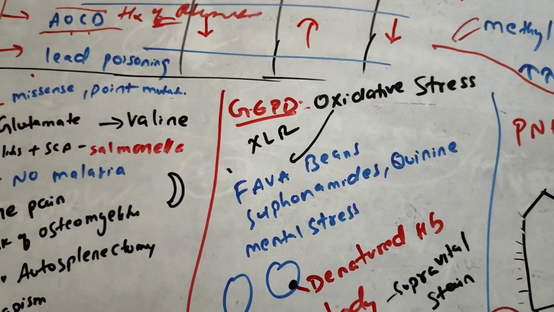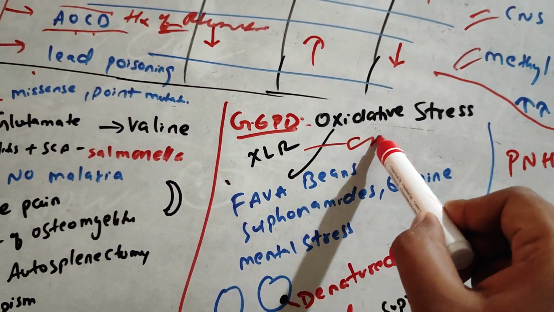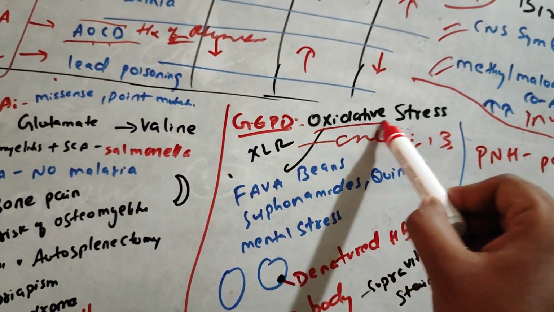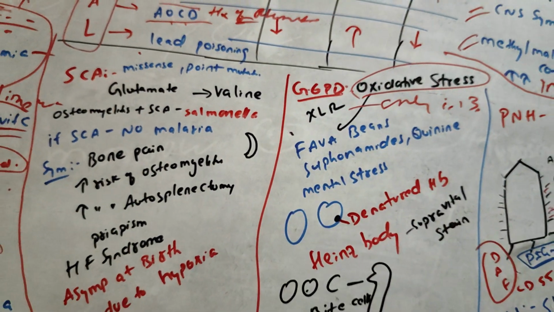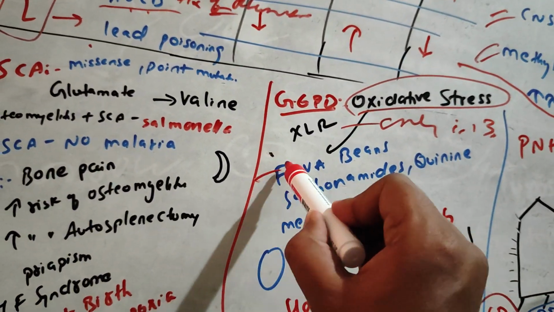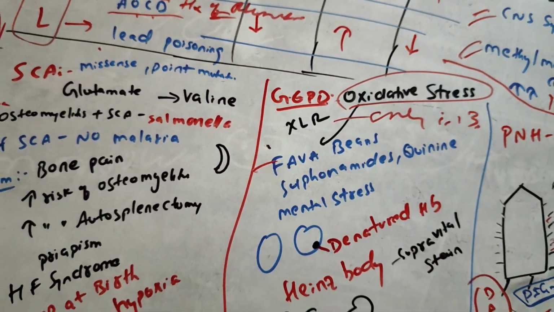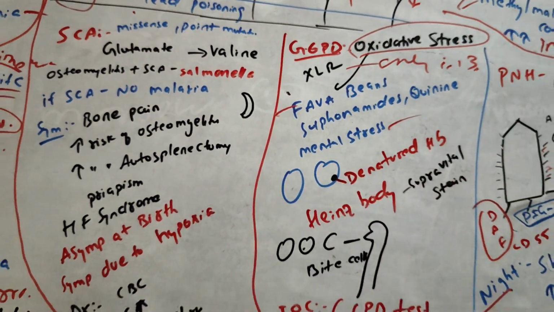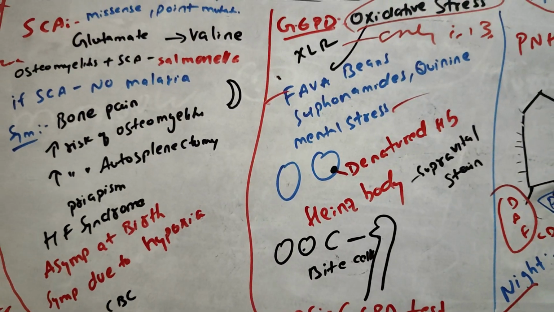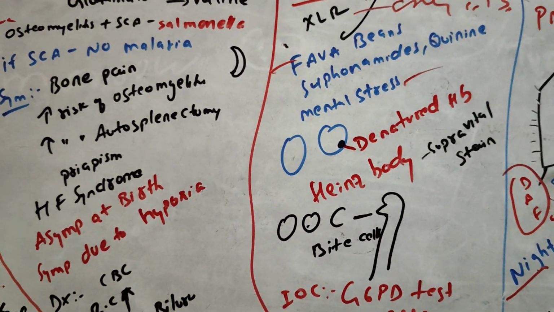The next one is G6PD deficiency, which is X-linked recessive. It means it occurs only in boys. It is due to oxidative stress. The triggering factors are fava beans, sulfonamides, quinine, and also mental stress. Actually, at birth it is asymptomatic. Later, it becomes symptomatic.